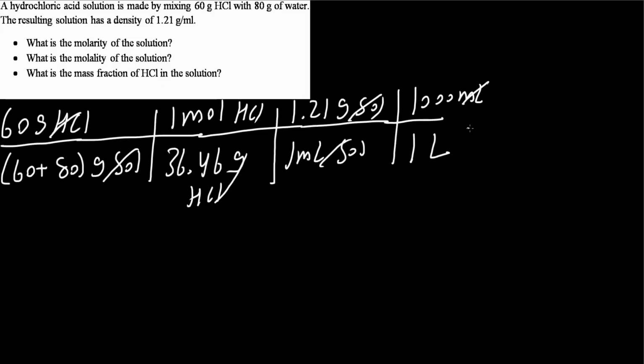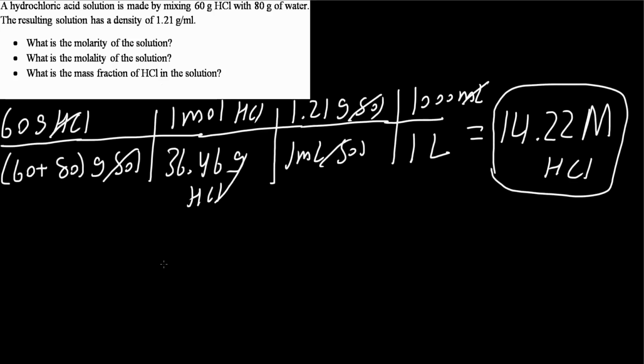If we multiply this out, we would get 14.22 capital M for the molarity of HCl. And so we can box in this answer. Next we will calculate molality.